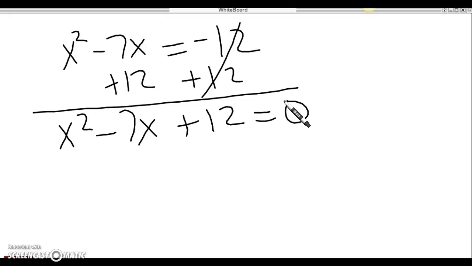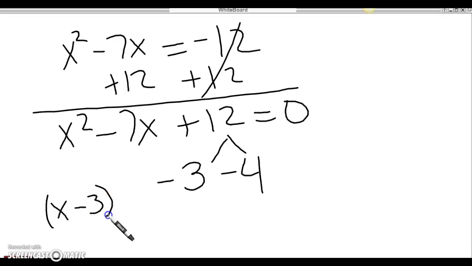And so now I need to find out two things that when I multiply them, they give me 12, and when they add together, they give me negative 7. So let's look at some factors of 12. I know that 3 times 4 gives me 12, but when I add it, it gives me positive 7. So let's try negative 3 and negative 4. When I add them, I get negative 7, and when I multiply them, I get positive 12. So I get x minus 3 times x minus 4 equals 0.